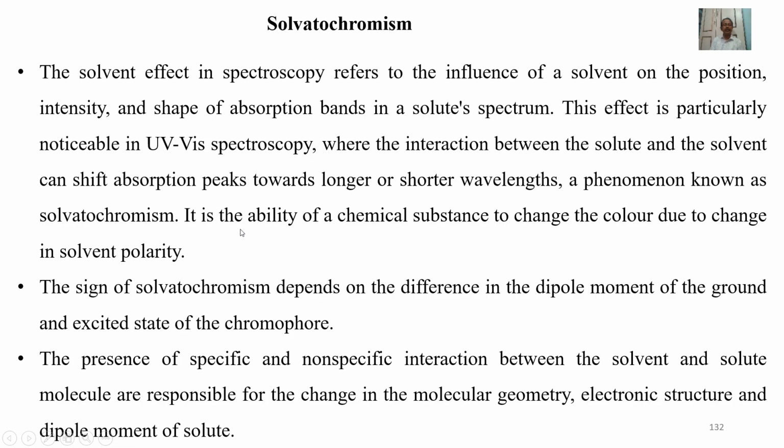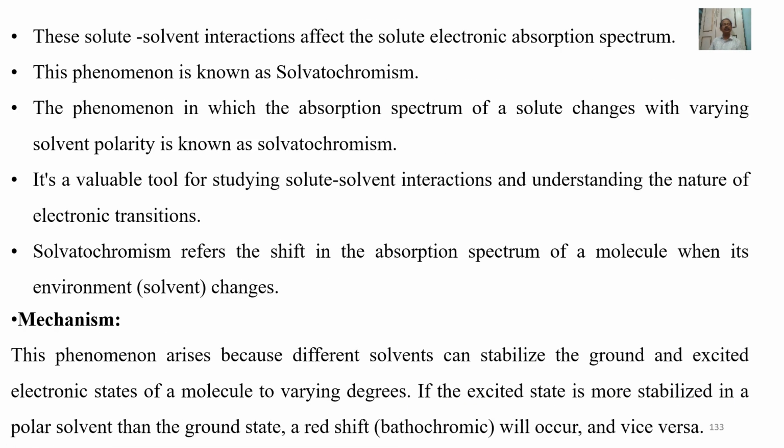It is the ability of a chemical substance to change color due to change in solvent polarity. The sign of solvatochromism depends on the difference in the dipole moment of the ground and the excited state of the chromophore. The presence of specific and non-specific interactions between the solvent and solute molecule is responsible for the change in the molecular geometry, electronic structure, and dipole moment of the solute. These solute-solvent interactions may affect the solute electronic absorption spectrum. This phenomenon is known as solvatochromism.